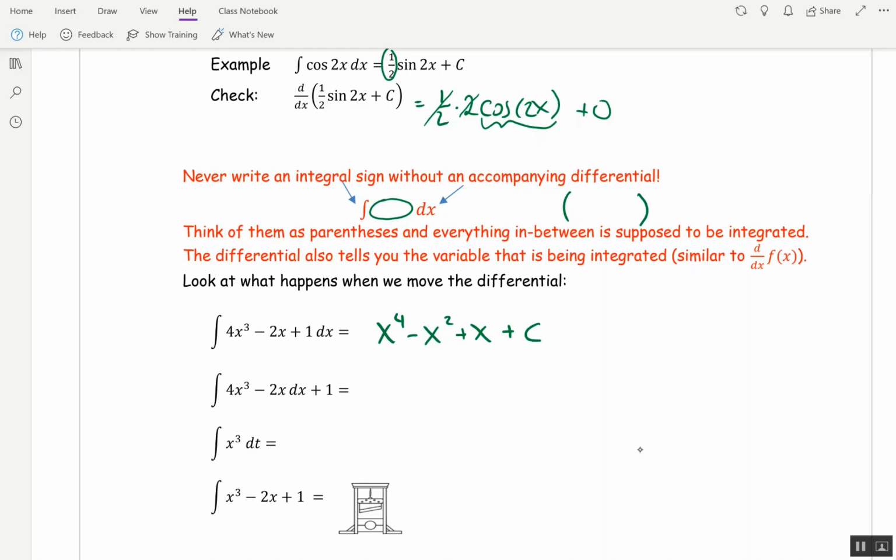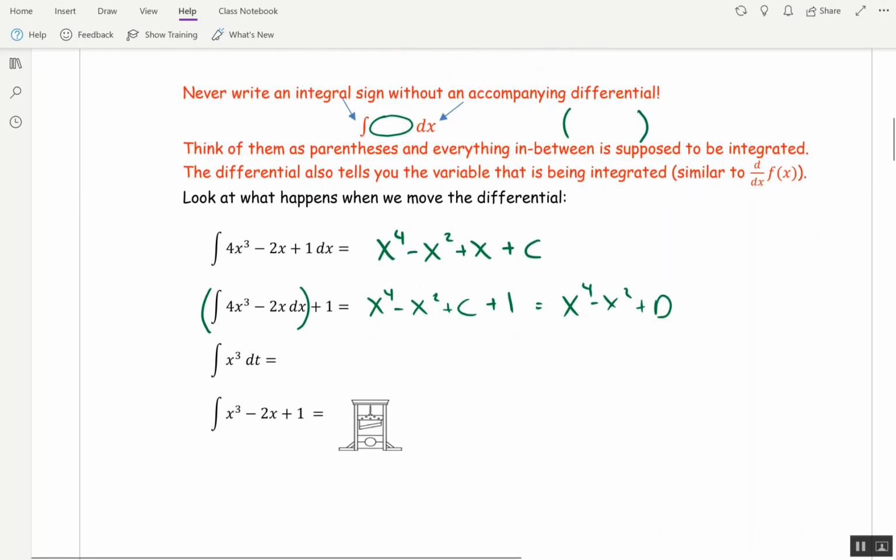What if I move that dx over here and then add 1 later? Now I'm supposed to integrate 4x cubed minus 2x and then add 1. So what I get is x to the 4th minus x squared plus c, then plus 1. Since c is a constant, I could just rewrite that as x to the 4th minus x squared plus d, where d is another constant. So that's a different answer. Moving the differential changed our answer.